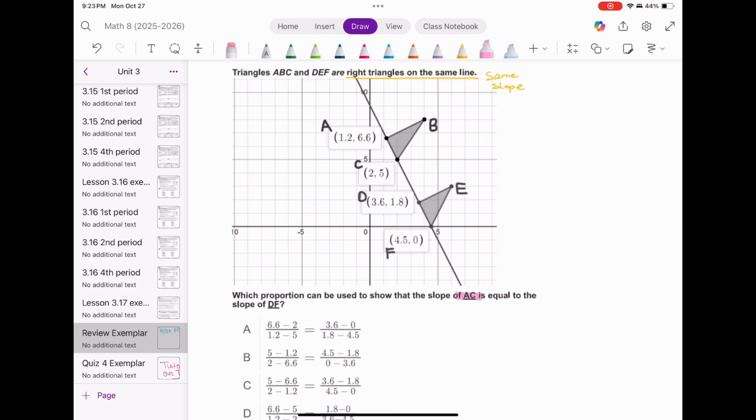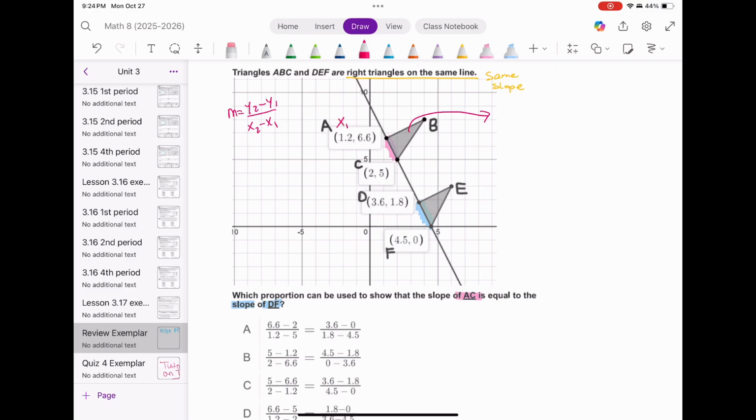Okay, so this is a really tricky question. I would say if it's confusing, go to the next one and then come back to this one because the next one is easier. So I have two triangles and they're on the same line. They're also similar in shape. So that means that the slope is going to be the same. So the slope for AC is going to be the same as the slope for DF.